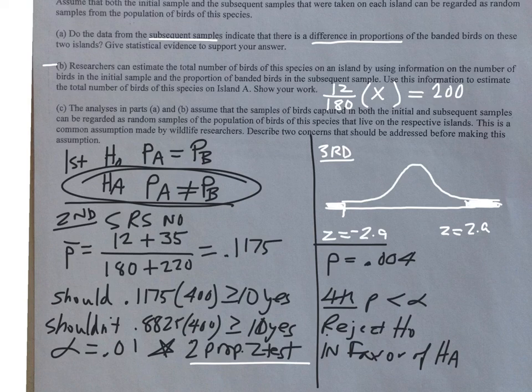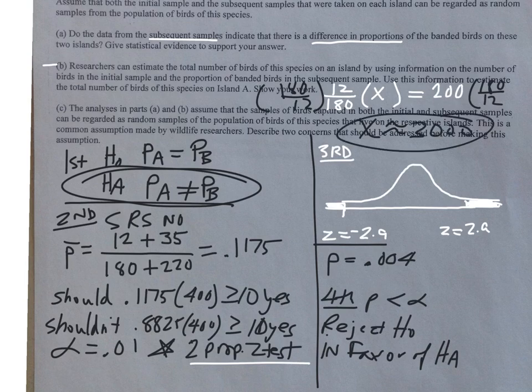And if you solve that question by multiplying both sides by 180 over 12, you end up estimating that the total number of birds on Island A was somewhere around 3,000. Now on to the last question. The results from A and B are very nice and can give us an estimate of how many birds there are, but there are many issues about this procedure, especially since we're working with birds.